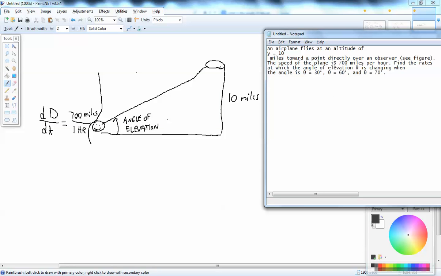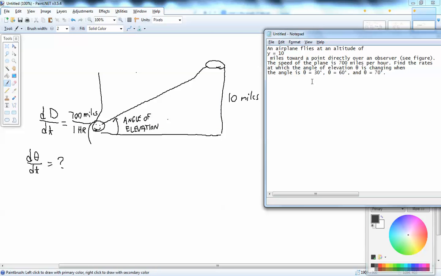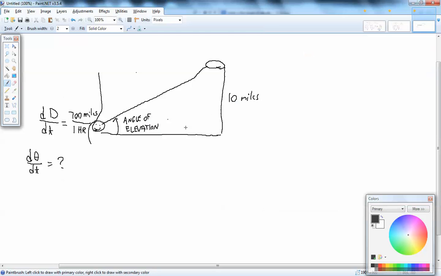And find the rate at which the angle of elevation is changing. So what they're wanting, and we'll call this theta, is how much theta is changing with respect to time, for angles of 30, 60, and 70. Well, this is the height, and this is our distance, this would be big D. As the plane goes along at 700 miles per hour, this is what's being reflected.